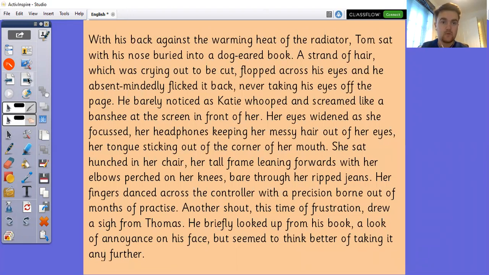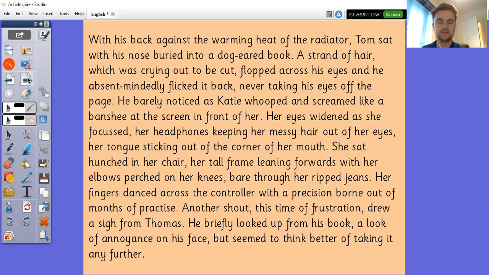So, with his back against the warming heat of the radiator, Tom sat with his nose buried into a dog-eared book. A strand of hair, which was crying out to be cut, flopped across his eyes, and he absent-mindedly flipped it back, never taking his eyes off the page. He barely noticed as Katie whooped and screamed like a banshee at the screen in front of her.